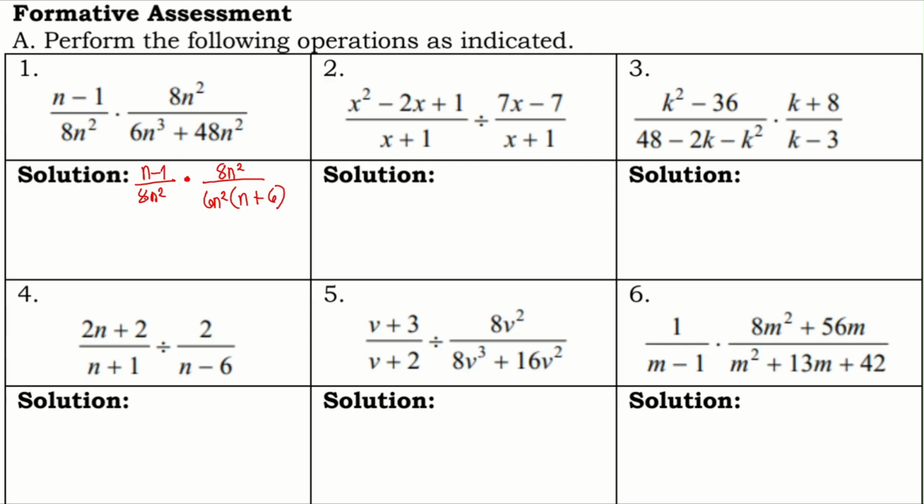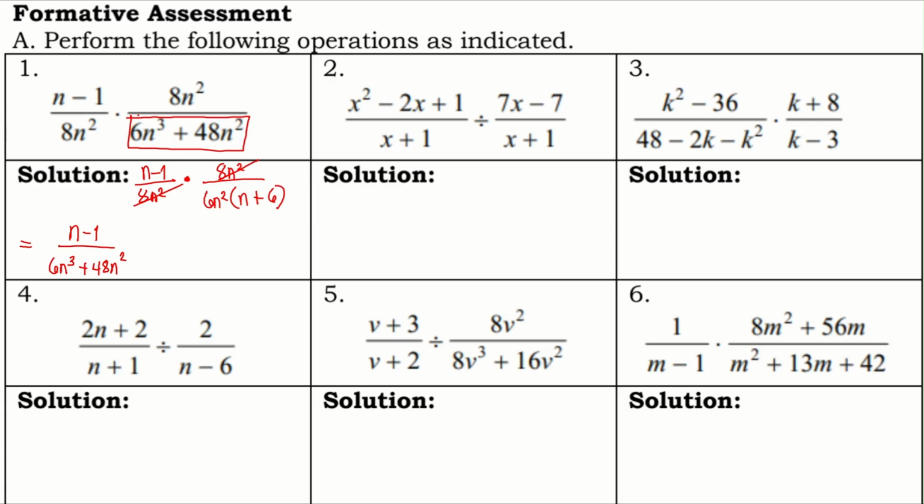Okay, so since 8n squared is a common factor, we can cancel that out. N minus 1 and 6n squared times n plus 6, there's no common factor, so we cannot cancel any terms. So our final answer will be n minus 1 over 6n cubed plus 48n squared. Okay, so I change it back to the original expression since, again, simplified form po natin is walang parentheses.